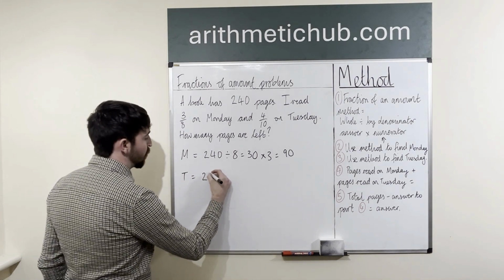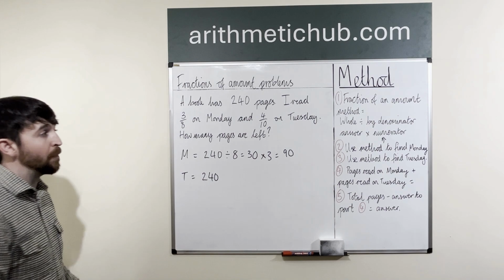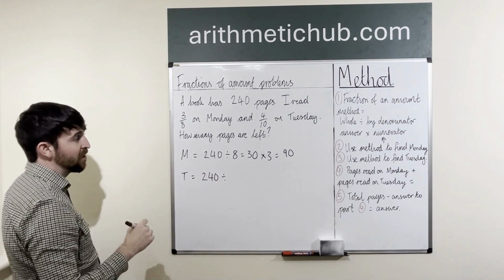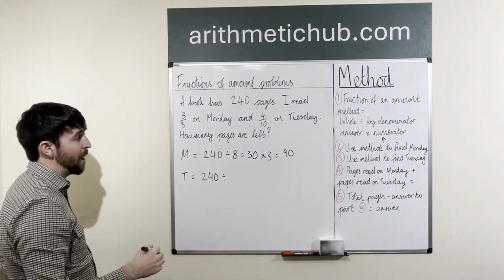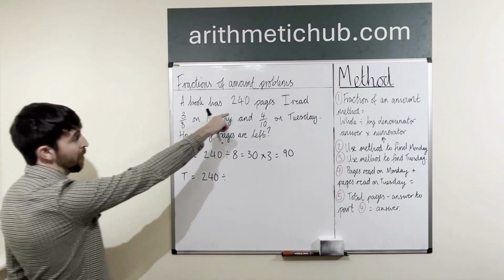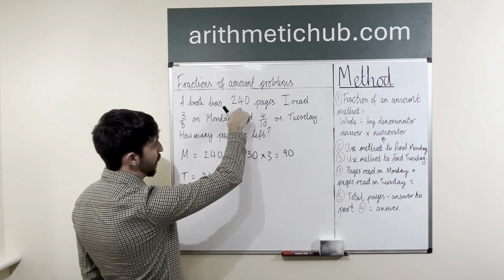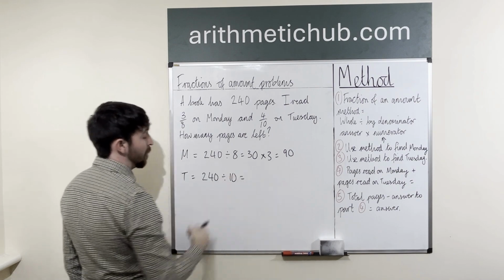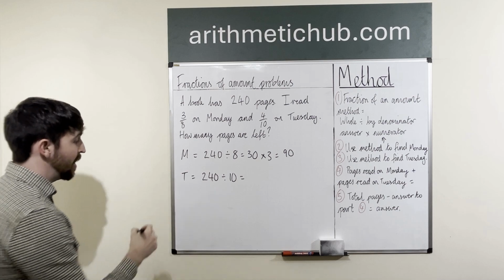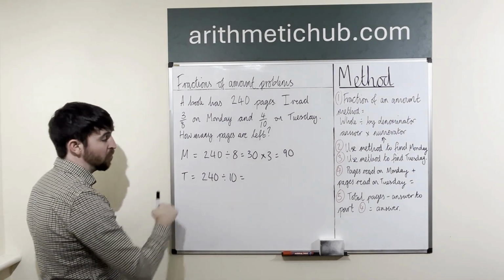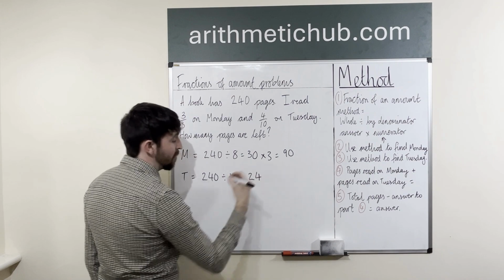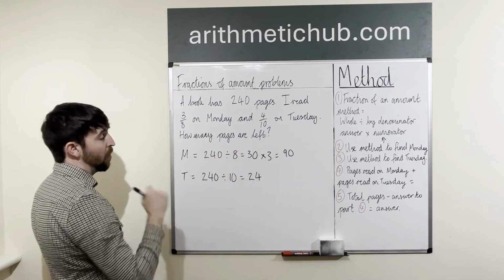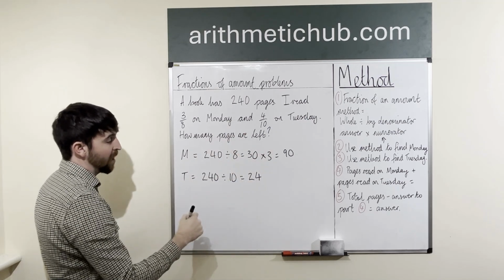So on Tuesday, we've got 240 pages again, but this time you're reading 4/10. So, I'm going to use my fractions of an amount method to be able to work this out. I know that I need to do my whole divided by my denominator. 240 is my whole, I'm going to divide it by 10. 240 divided by 10, again I could set it up if I need to, but I know 240 divided by 10 is going to give me 24, okay? Then I've got my answer of 24, and I know I need to multiply my answer by my numerator.